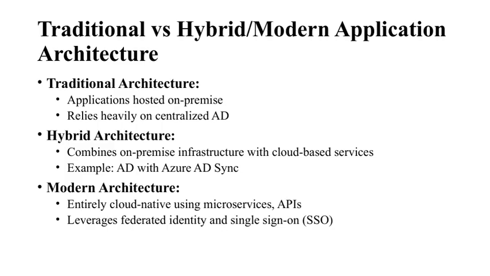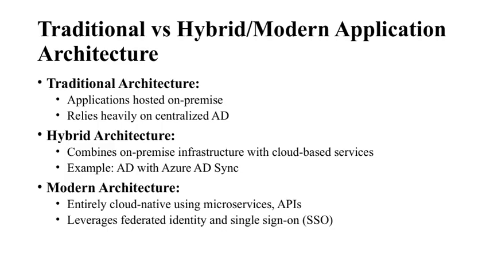Now, moving to hybrid architecture, which is quite popular these days. This approach combines on-premise infrastructure with cloud-based services. For example, you might have your AD synchronized with Azure AD, allowing seamless identity management across both environments. It offers a good balance, providing the control of on-premise systems while leveraging the flexibility and scalability of the cloud.